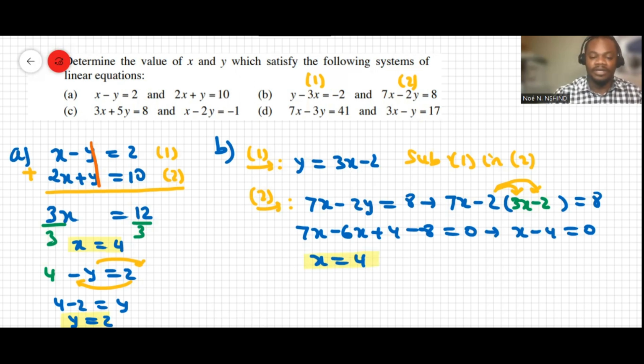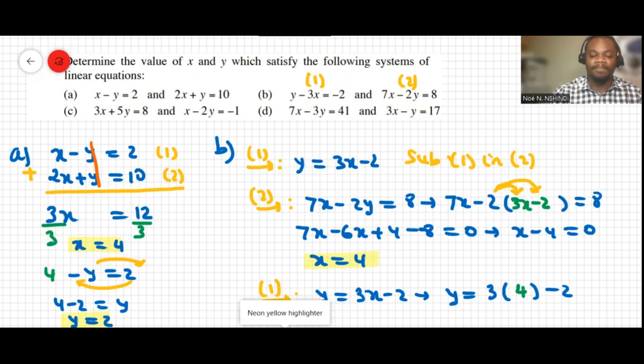So now from 1, which was y equal to 3x minus 2. This will become y equal to 3x minus 2, except the value of x, which is 4. And then y will become 12 minus 2, which is 10. Now we got x and we also get y.